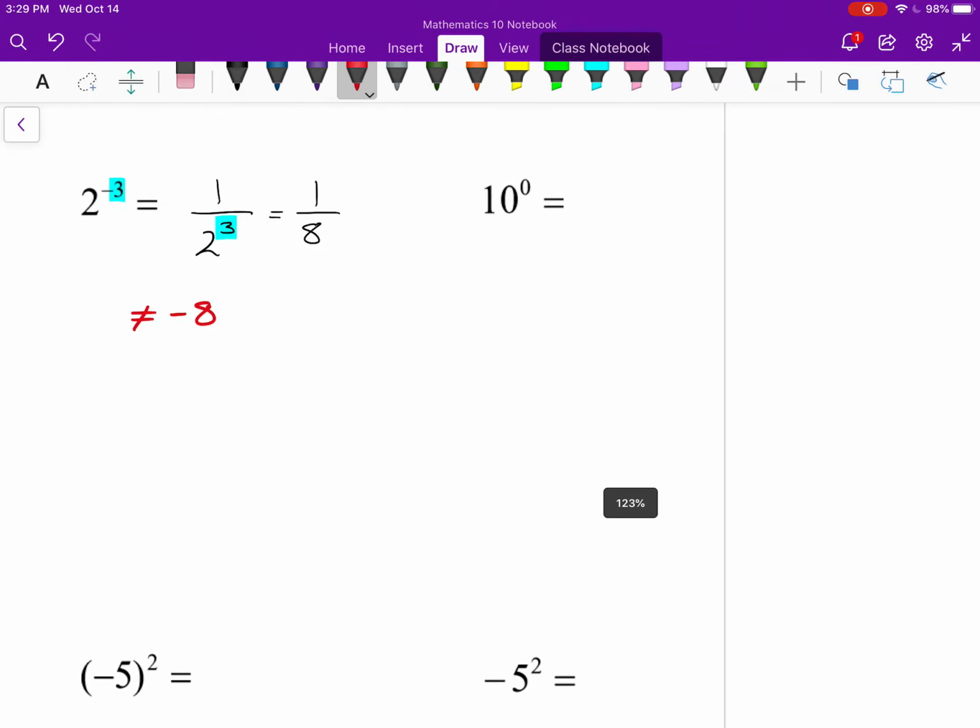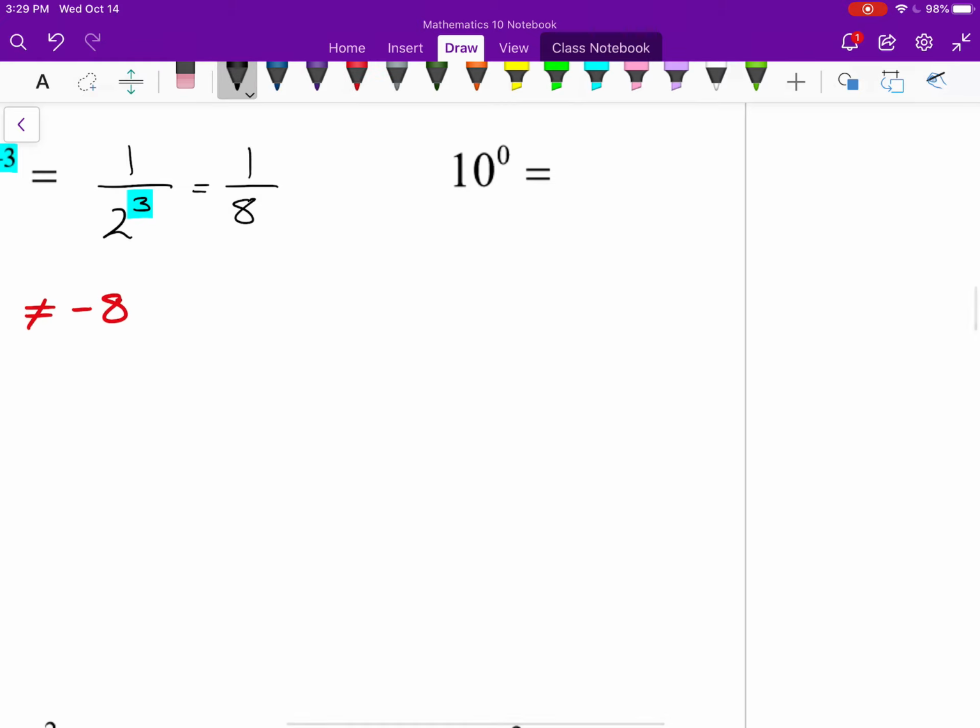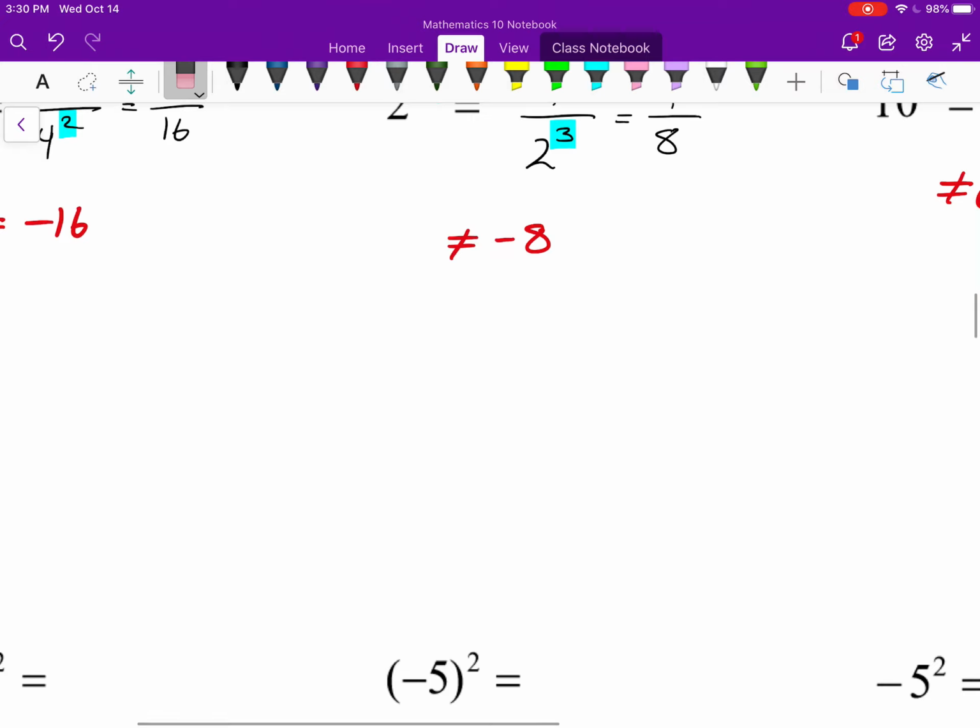Okay, what about 10 to the power of 0? That equals 1. That's it. A common mistake is to think it equals 0. So I highly, again, recommend you write that down. Anything to the power of 0 equals 1. As long as it's not 0 to the power of 0, anything to the power of 0 equals 1. Easy to forget, but also easy to work out.